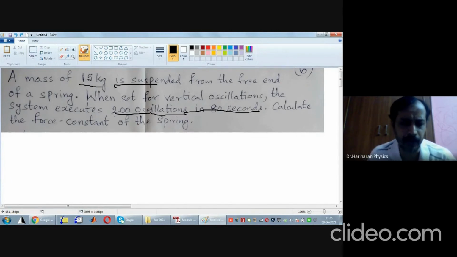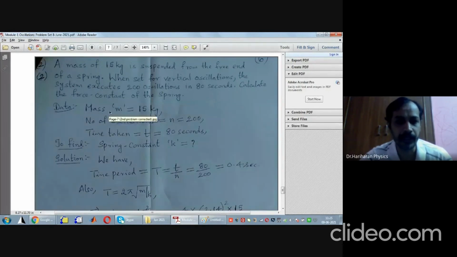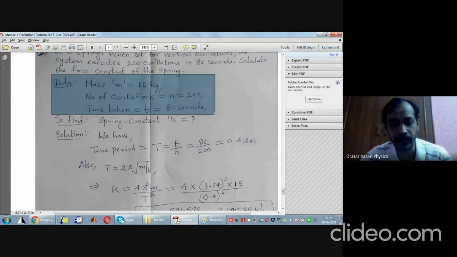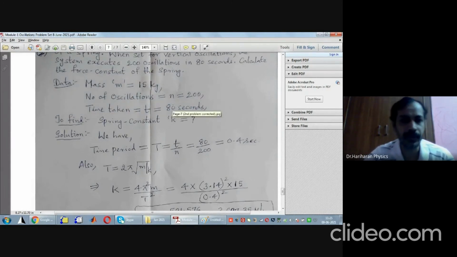Again, the same approach. Break that into three parts. One is to list out all the things that are given to you. The second step is to list out all the things you are supposed to find. The third one is the solution part. Likewise, for this problem, what is given to us? When you are listing, convert everything given to you into SI units. Look here, this is the given data.